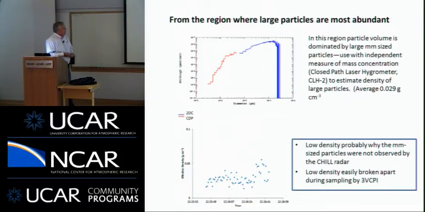And yet the low density is probably why the millimeter-sized particles were not observed by the chill radar. Also, the low density particles are probably easily broken apart during sampling by the 3V CPI. I think it's probably a worst case, because these are pretty fragile.